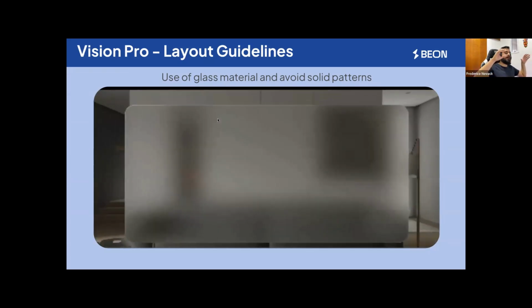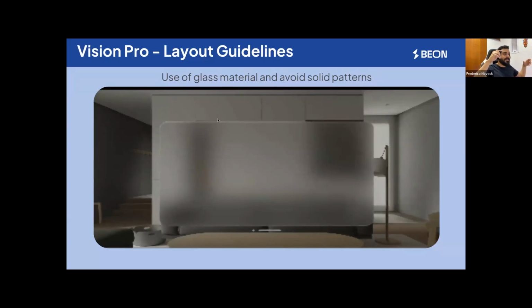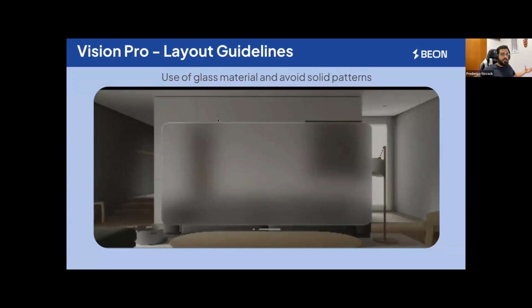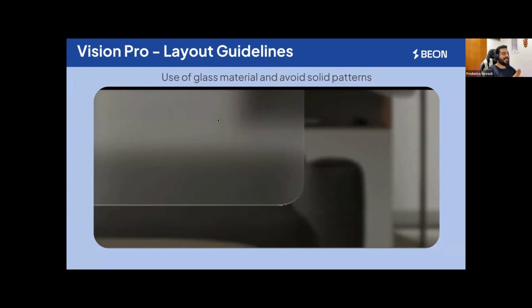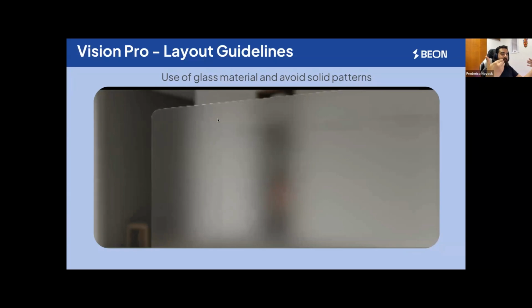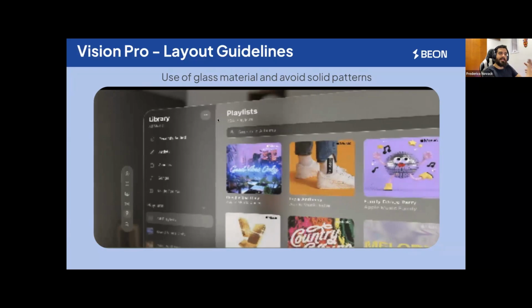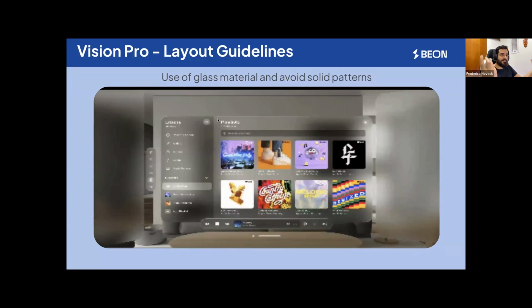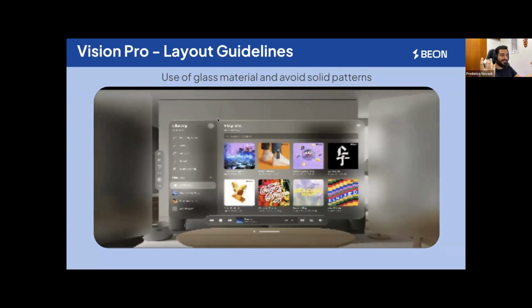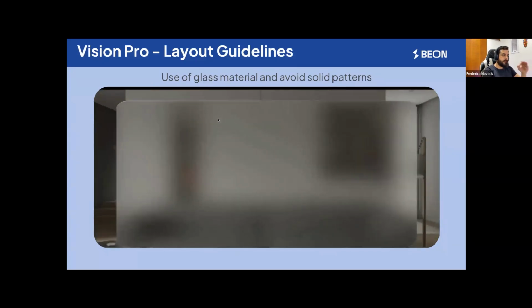Now our development needs to take into consideration that I have a huge space and that I need to see through the view. So that's why we should use glass material instead of solid patterns. With the glass material, you kind of blur the behind of the screen, so you can have a sense of transparency. You have a sense of a glass material. So that's really important, not to use solid patterns.